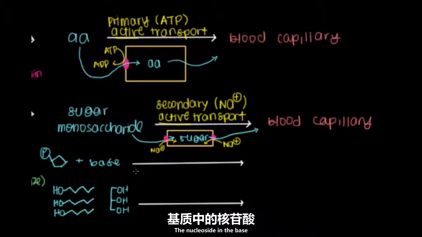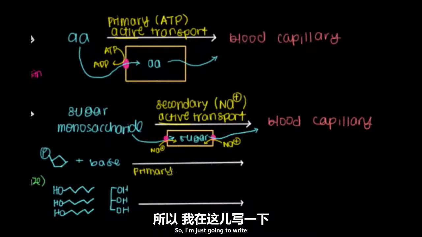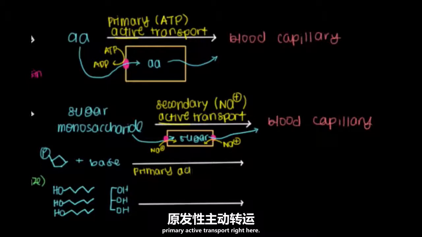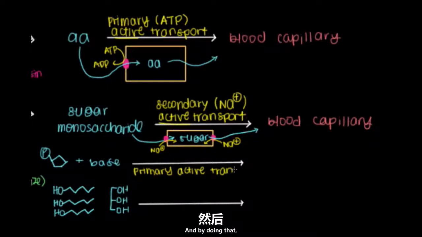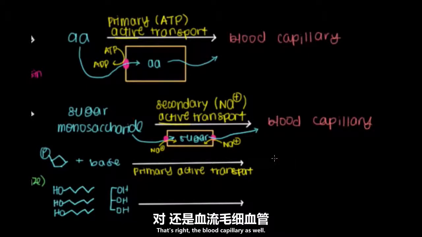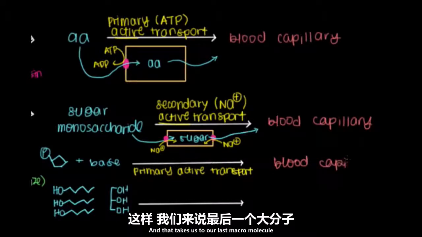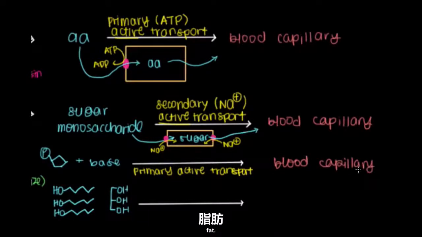The nucleoside and the base use the same mechanism that amino acids do, so I'm just going to write primary active transport right here, and you can take a look above to see how that happens. And by doing that, you can imagine where they're going to end up. And that's right, the blood capillary as well. And that takes us to our last macromolecule, fat.